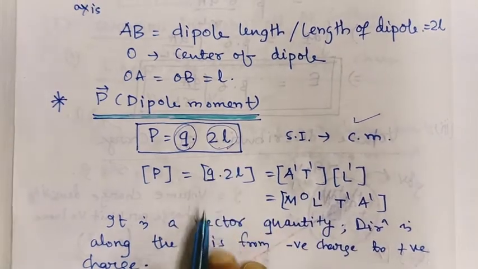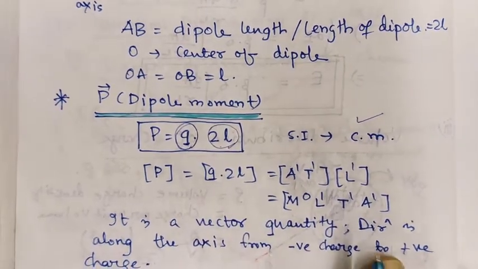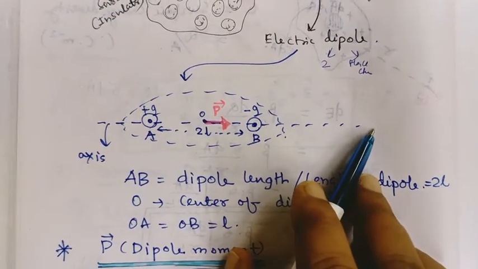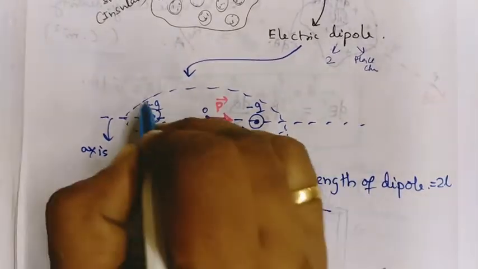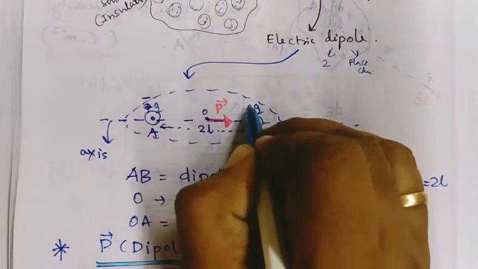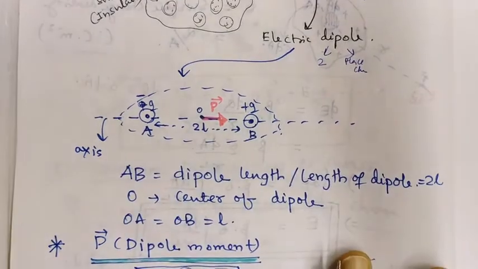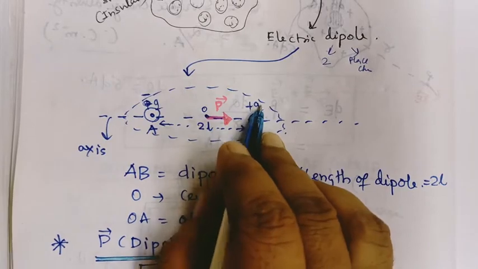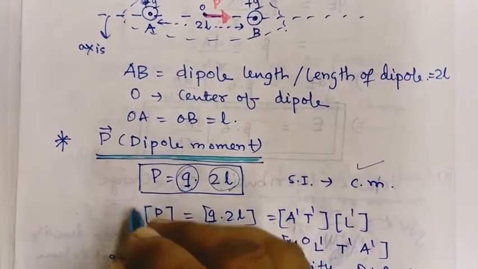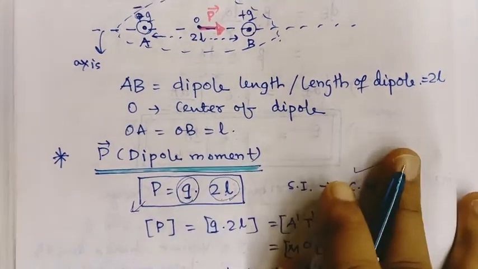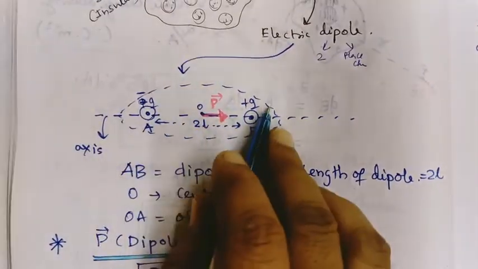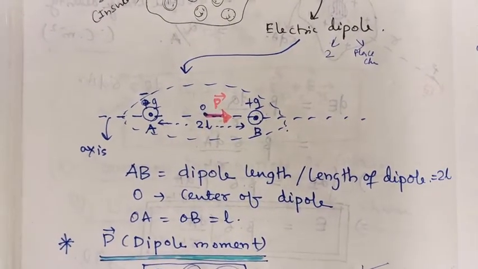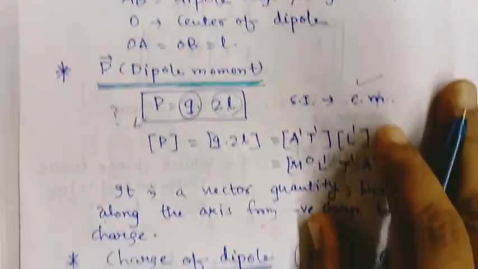And electric dipole moment is a vector quantity. Its direction is always taken along the axis of the dipole from negative charge to positive charge. From here it is a negative charge and here it is a positive charge. So the dipole moment direction is taken from negative charge to positive charge. You may ask, sir, why is the formula q into 2l? Why is the direction from negative charge to positive charge along the axis? You should ask why the formula is like this and why the direction is like this.